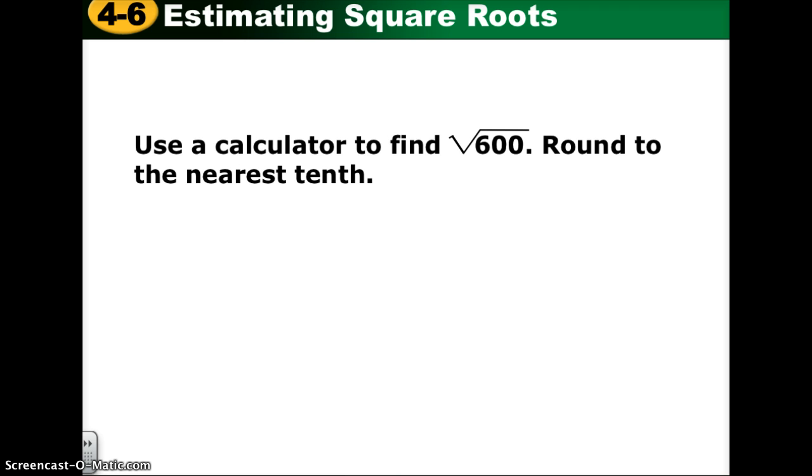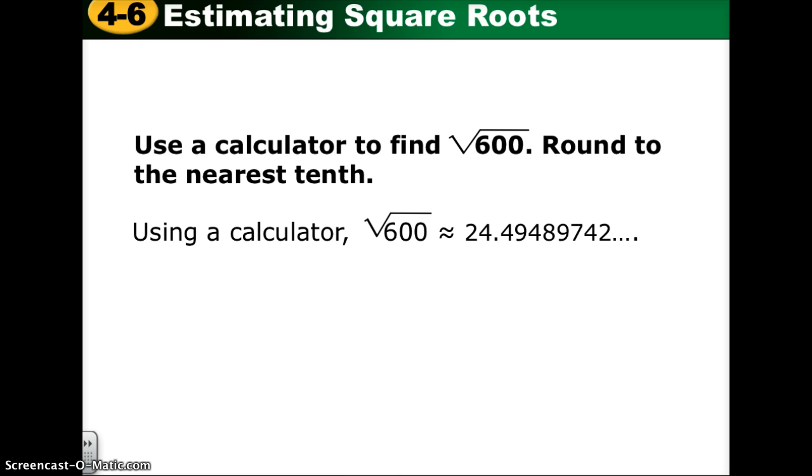Now let's use our calculator to find the square root of 600 and round to the nearest tenth. The calculator gives us 24.49489742, on and on. To the nearest tenth means one decimal place. It's 0.4, but with a 9 following, we would round it to 0.5.